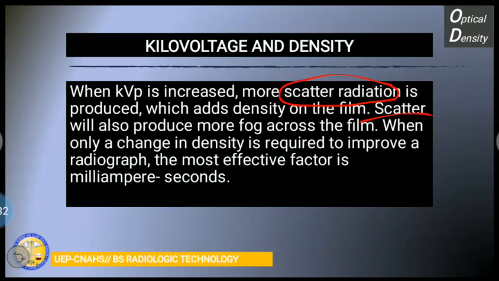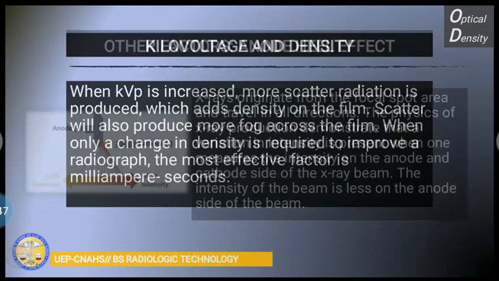But the other way around, when we mention contrast, the other photographic factor or the quality factor, does mAs have an effect on contrast? We don't know yet. Okay, we will find out next time.